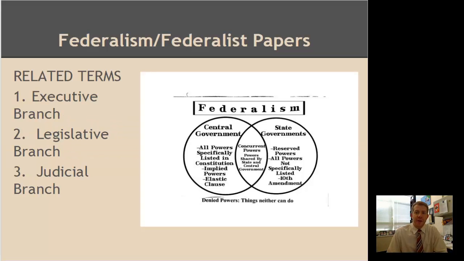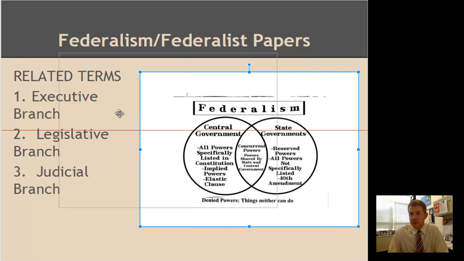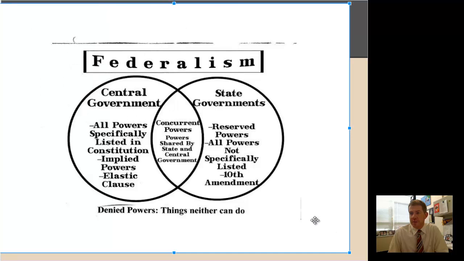Okay, federalism, and I have some related terms here that some of you put on your lists. The executive branch, legislative branch, judicial branch. Federalism is the idea of taking the power of government and sharing it between 2 kinds of government. So the central government, like we have in Washington, D.C., and state governments like we have in Springfield, and having them exist at the same time and doing things in either powers that are specifically given to the central government or powers that are specifically given to the states, or as you can see on this Venn diagram, some that they have in common.